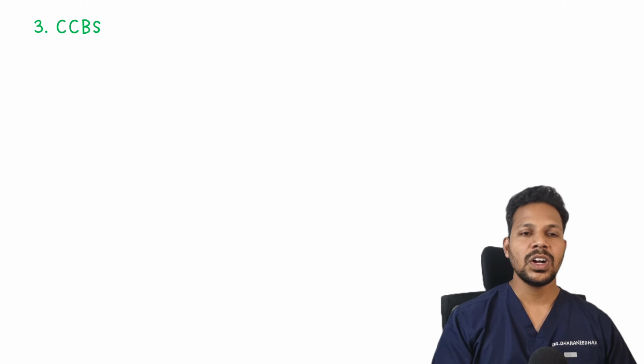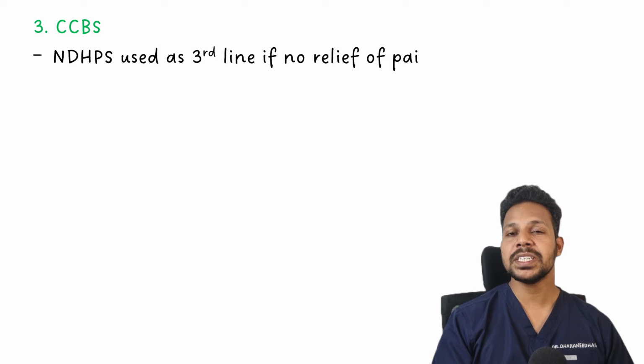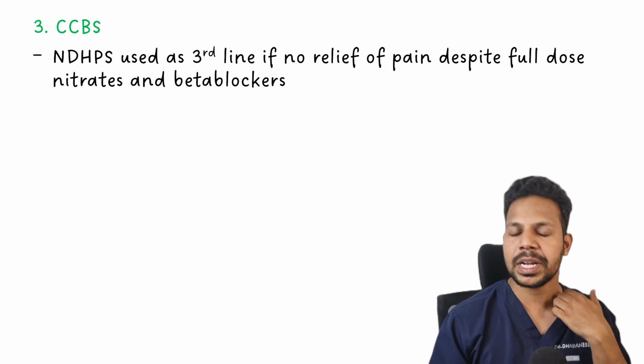The next group of drugs are calcium channel blockers. Non-dihydropyridine calcium channel blockers can be used as a third line if the patient does not have any relief of pain despite using the full dose of nitrates and beta blockers. Now let's look at the antiplatelet drugs. The antiplatelet drugs are aspirin and clopidogrel.